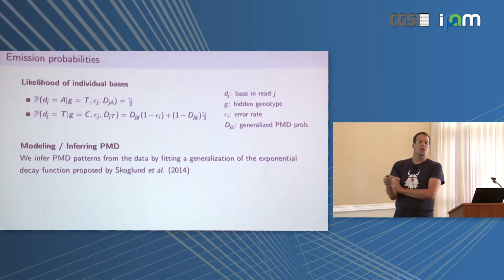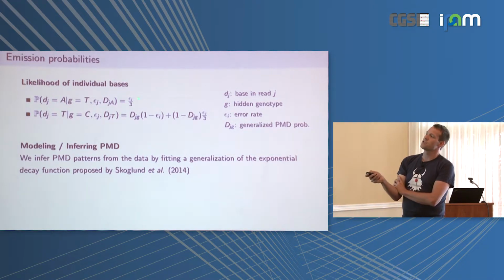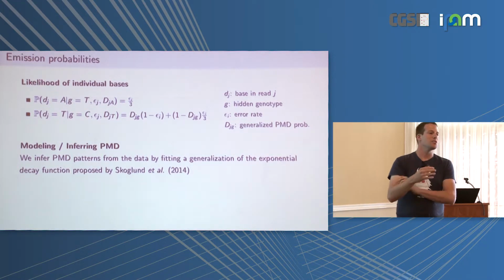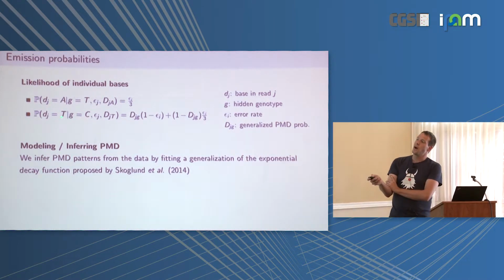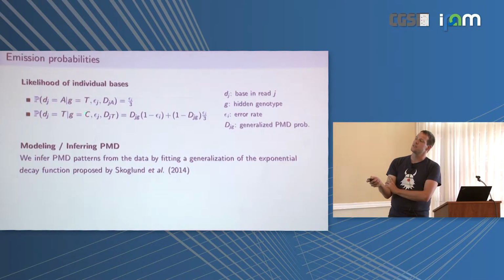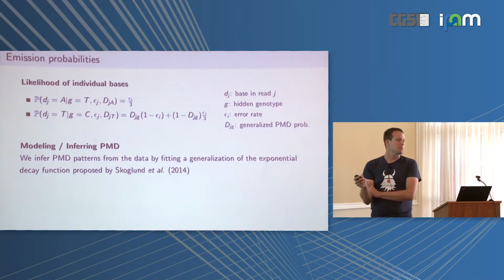Because postmortem damage has actually never turned a T into an A, the only way you can see an A if the underlying thing you're sampling from is a T is that you make an error, and we just assume here that an error turns into any of the three other nucleotides at the same rate. But if you observe a T and the underlying genotype is C, then of course there could be postmortem damage, so you have to specify that. It could either be postmortem damage and no error, or no postmortem damage and error, so you have to separate those. Okay?